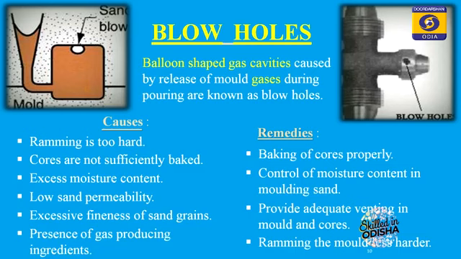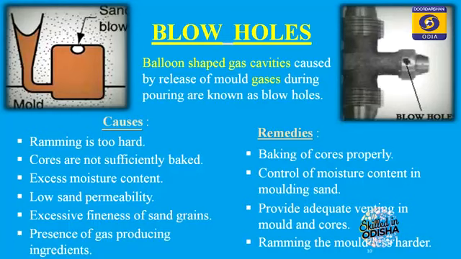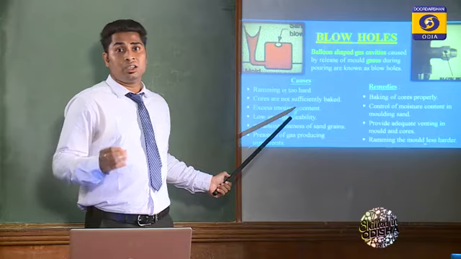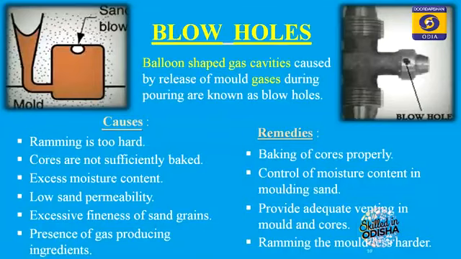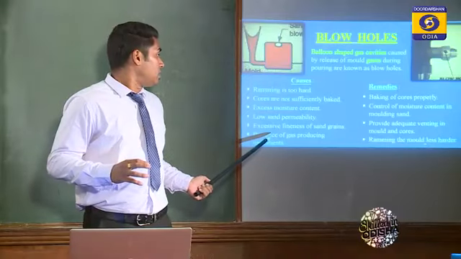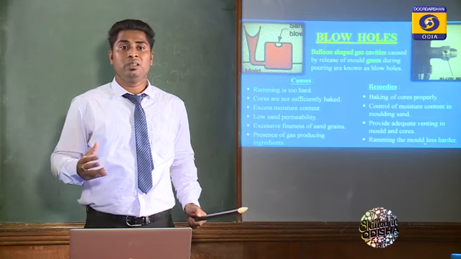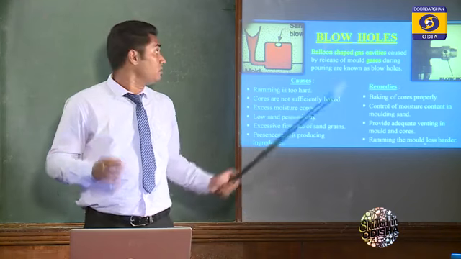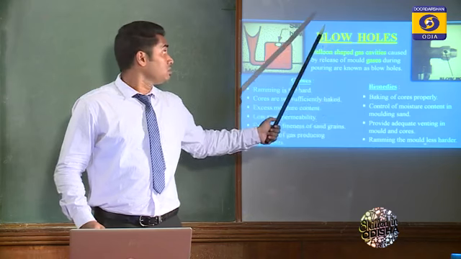If ramming is too hard, if cores are not sufficiently baked, or excess moisture content. This is the major reason for blowhole formation. Low sand permeability, excessive fineness of sand grains, and presence of gas producing ingredients. If there are gas producing ingredients, they will produce gas, which is a major drawback of the casting process. And what are the remedies for blowholes?